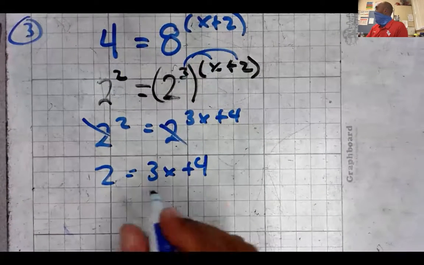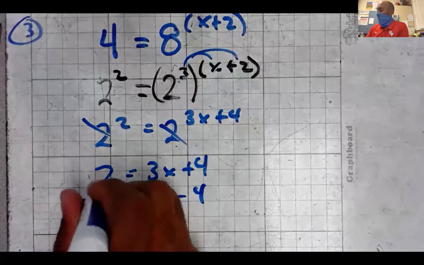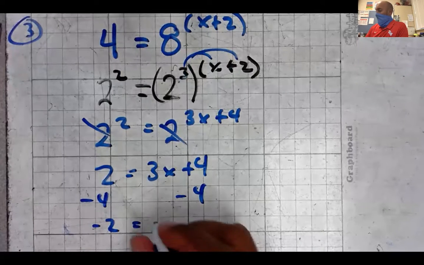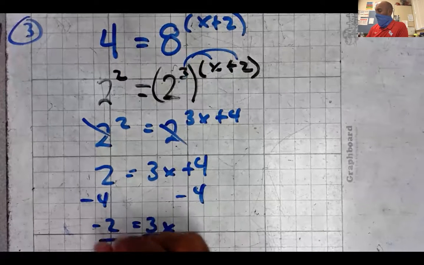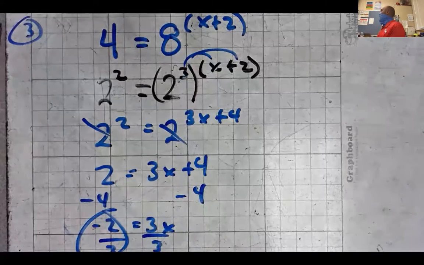Okay, now I've got just a 2-step equation. I've got to subtract 4 first, and then divide by 3. So then that's my answer, negative 2 over 3.